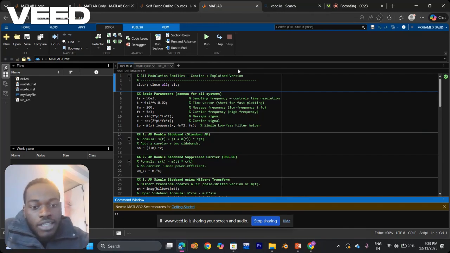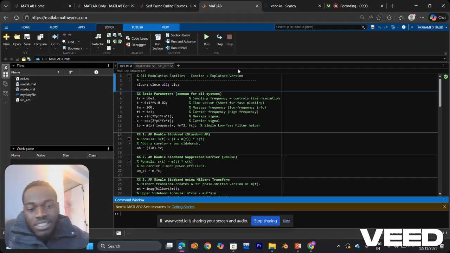So first, I define the basic parameters that are shared by the modulation types. I choose a sample frequency of 50 kHz and I create a time vector that is milliseconds long. Then I set the message frequency to 200 Hz and the carrier frequency to 5 kHz. After that, I generate a simple sinusoidal message signal and cosine carrier signal.